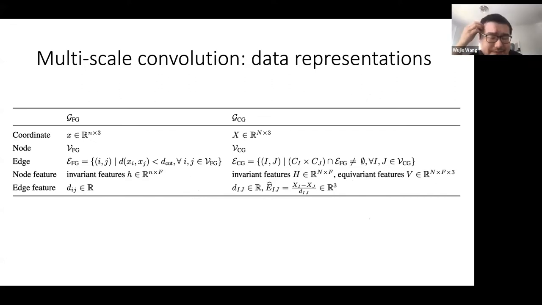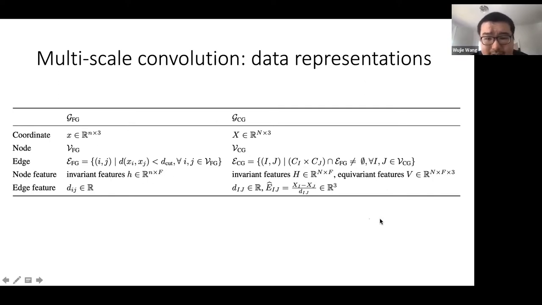Some more notations. The construction of the encoder, prior, and decoder models involves graph representation, so let's be clear about some of the representation choices we made. For the fine grain graph that we call G fine grain, it describes the coordinates that live in R small n times three. To determine the edges, we use a radius cutoff. It's a very standard choice for geometric deep learning.